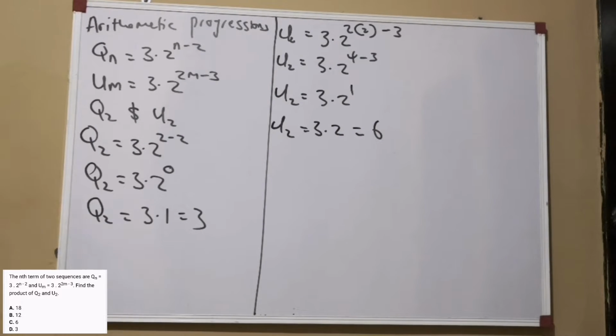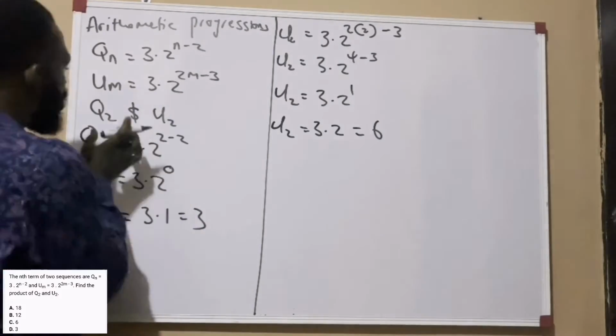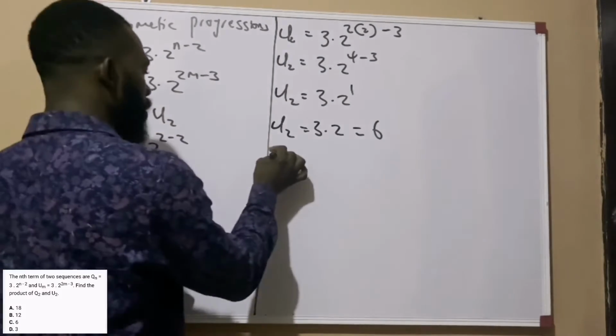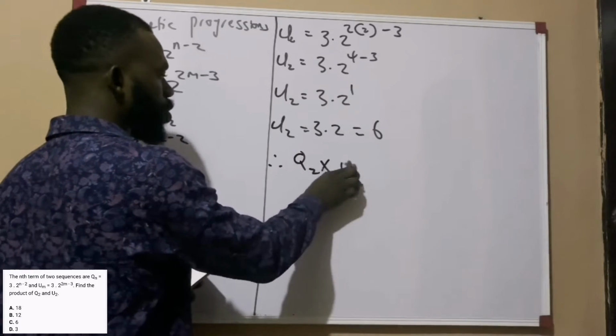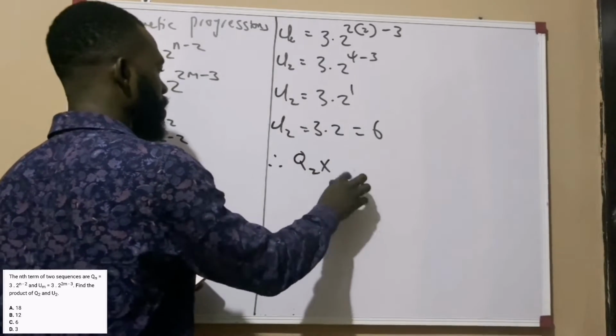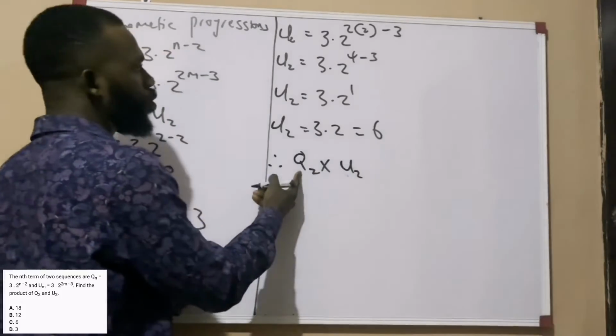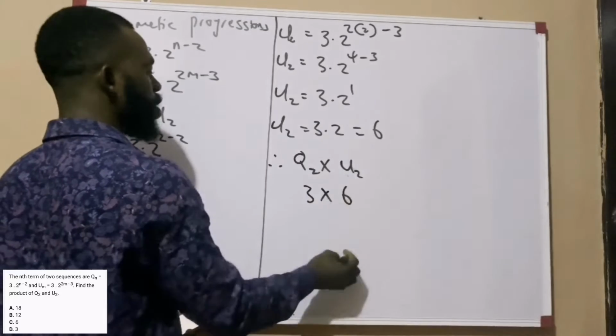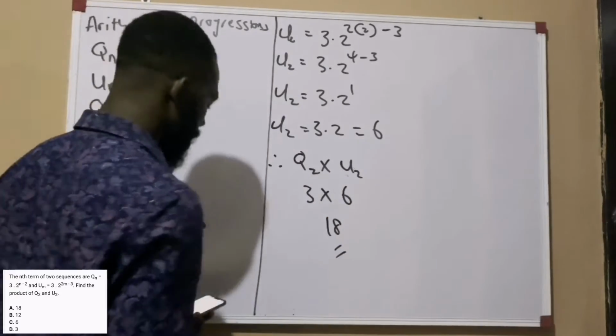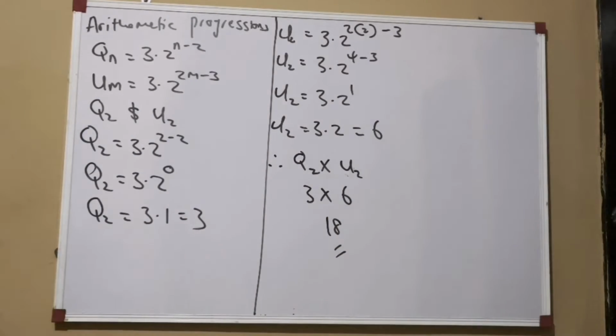Now remember, the question says we should find the product of Q2 and U2. Therefore, Q2 times U2 becomes Q2 gave us 3 times U2 gave us 6, and the answer becomes what? 18. So that becomes the answer to question number 1. Okay, now without wasting time, let us proceed to question number 2.